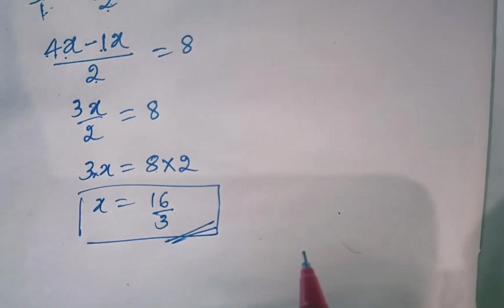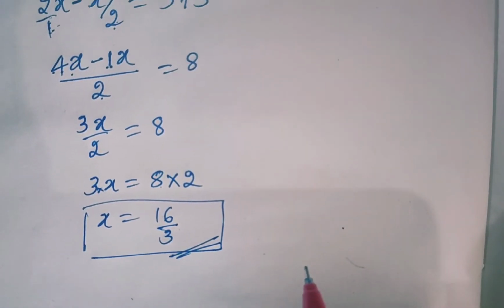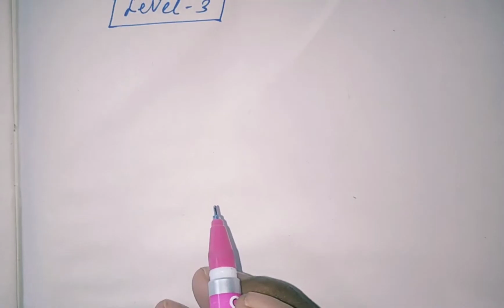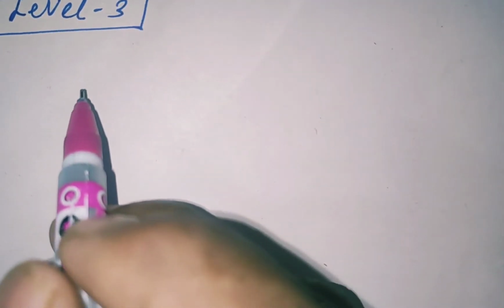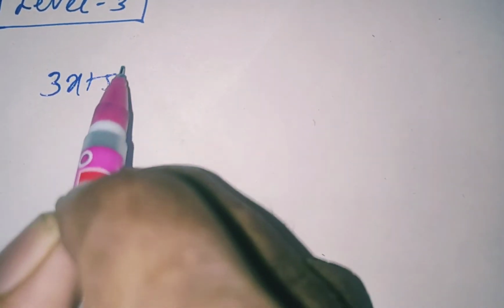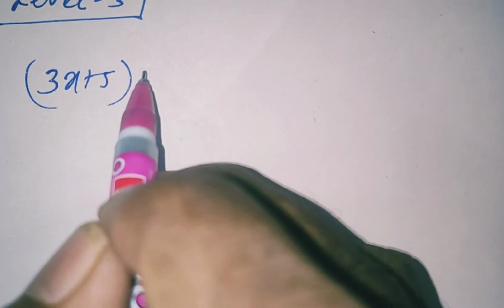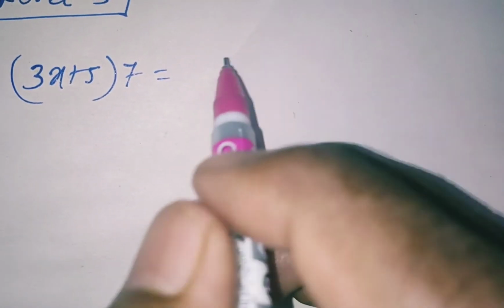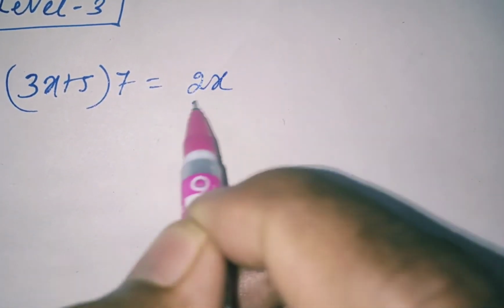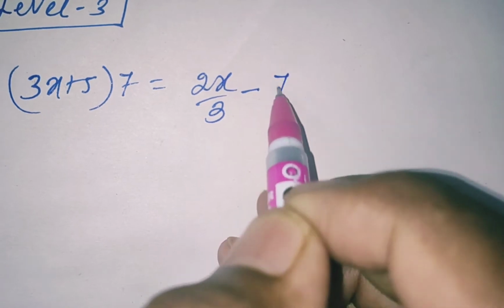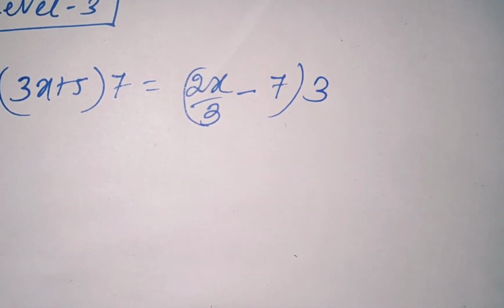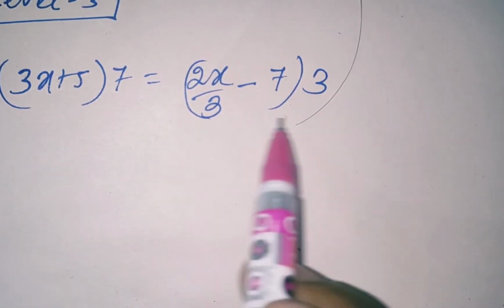Yes, so we will take some more complicated examples. Now, level 3 questions. How to solve level 3 questions here? In level 3 questions, we will be having questions like 3x plus 5 multiplied with 7 is equal to 2x upon 3 minus 7 multiplied with 3. Like this. So this type of questions will be there.